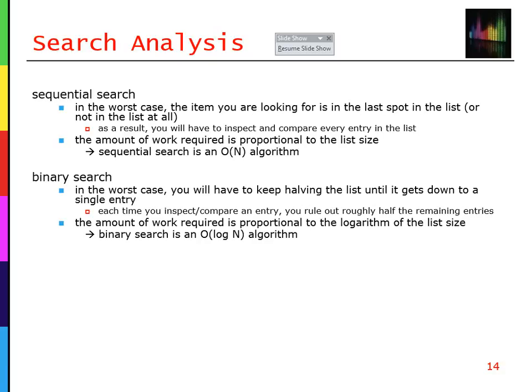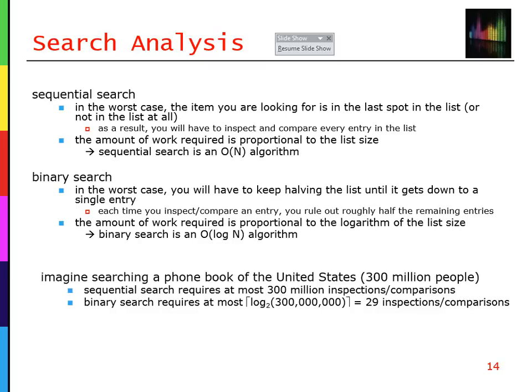So, as I said, sequential search, in the worst case, you look through all of it and you don't get anything. Worst case of binary search is you keep looking through it and you don't find a single entry. So that's, again, proportional to the logarithm of the list size, so O of log n. So obviously a phone book of the United States, 300 million people, sequential search would go through 300 million inspections and comparisons. Worst case, binary search requires at most only 29 inspections and comparisons, which is impressive.